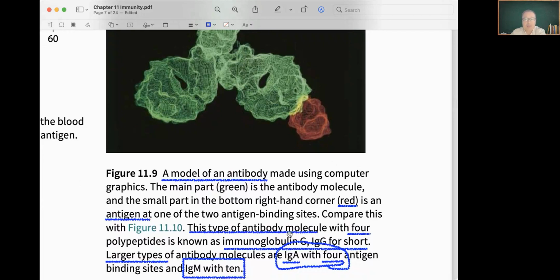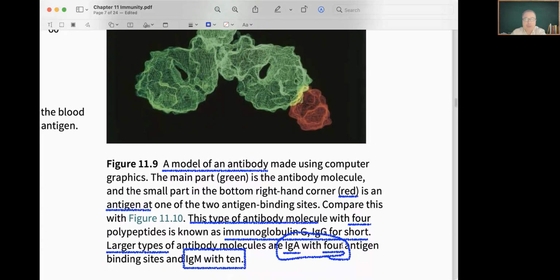This type of antibody molecule with four polypeptides is known as immunoglobulin G, IgG for short. So there's also IgA and IgM. IgA has four antigen binding sites, and IgM has ten antigen binding sites. As to IgA, I'm sure that you know one milk called colostrum.